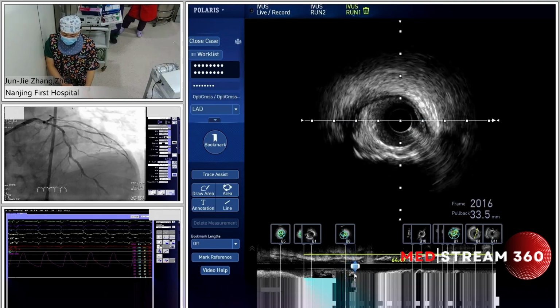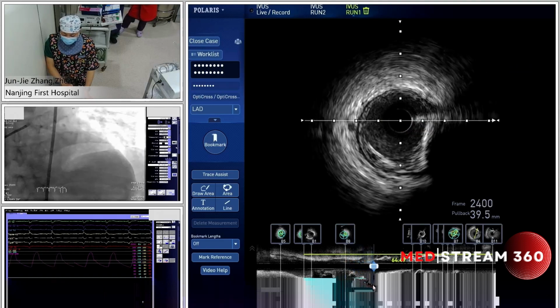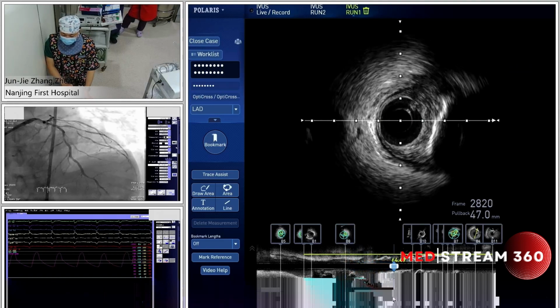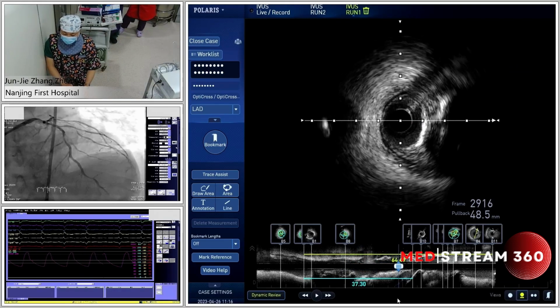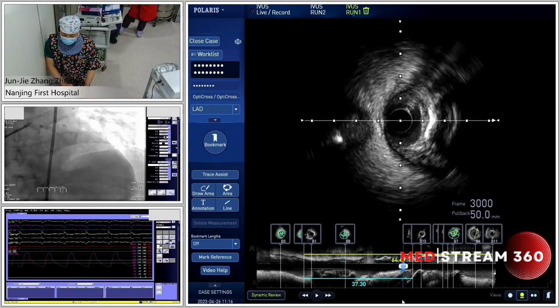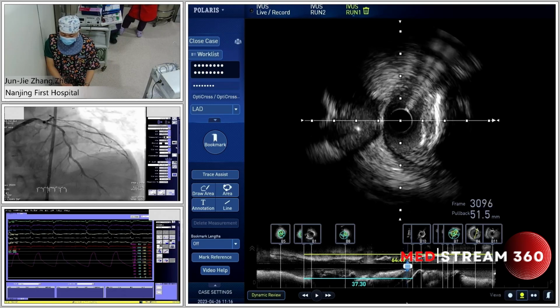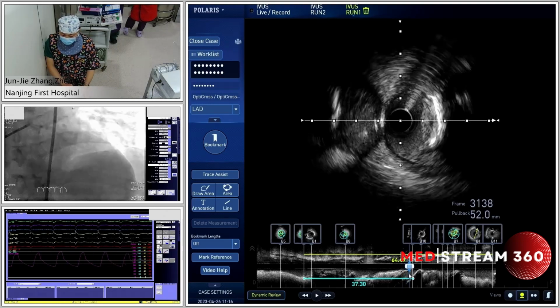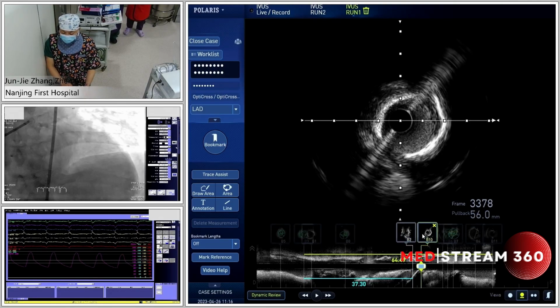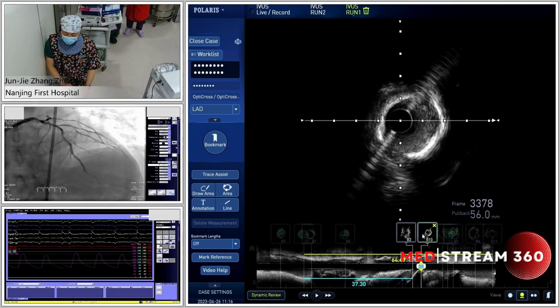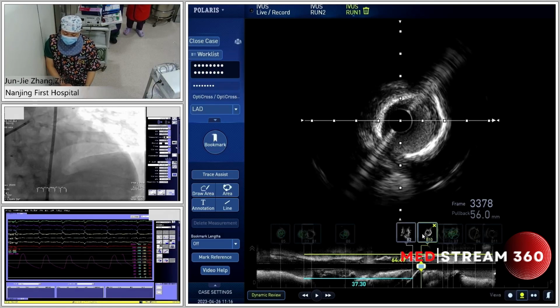Then go and pull back. Here, this is a proximal LAD. Then go and pull back, we can see the calcification angle is not more than 180 degrees. Then go on here, we can see the guide wire. This is a diagonal. The diagonal we are drawing LAD. And here we can see the calcification angle is more than 300 degrees.